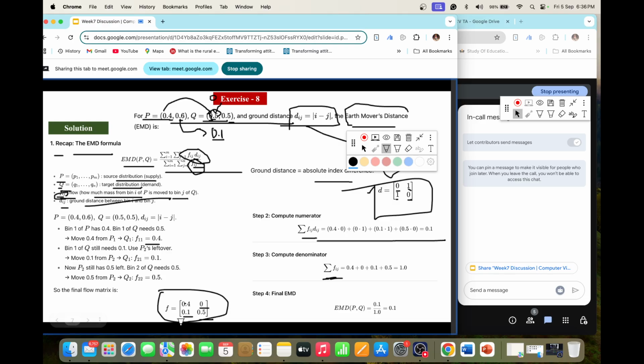That is very easy. You have this, just sum up all the elements, 0.5, 0.5, so 1. So sigma Fij is coming 1, and you have sigma Fij Dij, that is coming 0.1. So 0.1 by 1, that is 0.1 is your earth mover distance. Okay, so that is how you solve the earth mover distance problem.